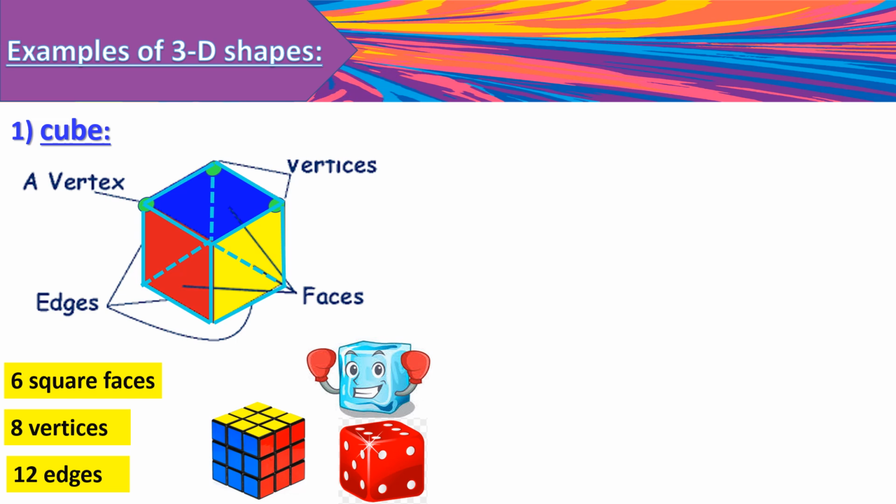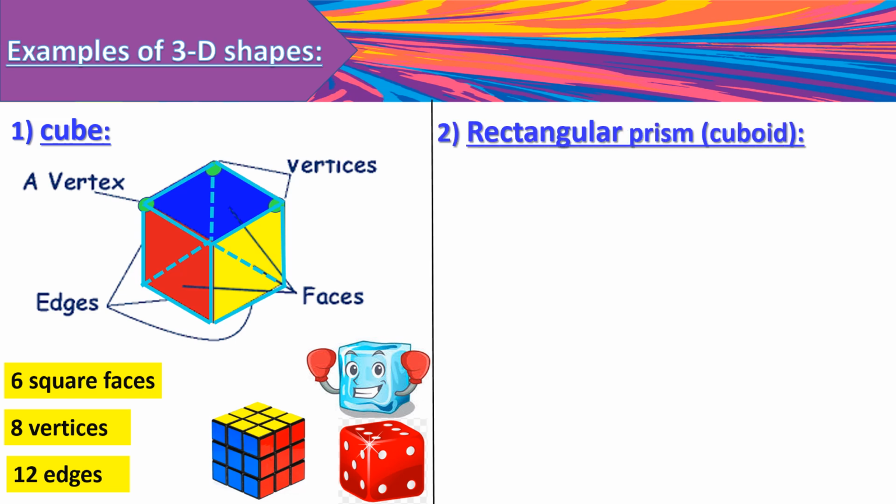We can find this cube in our real life, like the ice cube and the dice and this game. It's a cube also. Number 2, rectangular prism. It can be called cuboid.